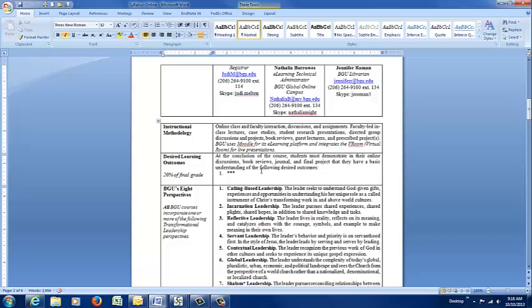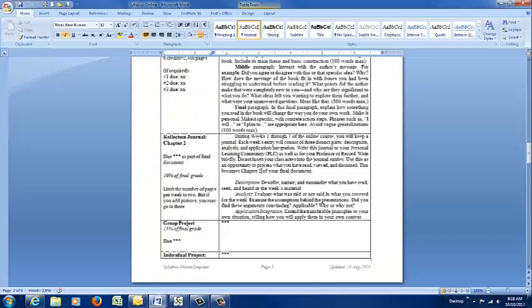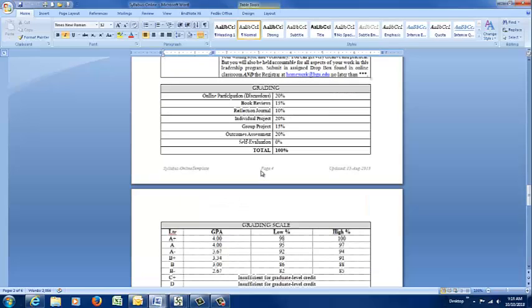The way that we are going to demonstrate that is through the grading. So if we scroll down to the grading section in the syllabus, you'll notice the online participation is 20%. Now this is going to be for all online classes. We're going to try very hard to stick to this for all of our classes so that they all are the same. So you'll see the book reviews 15, journal 10, the individual project is 20%, the group project is 15%, and again the outcomes assessment is 20%.